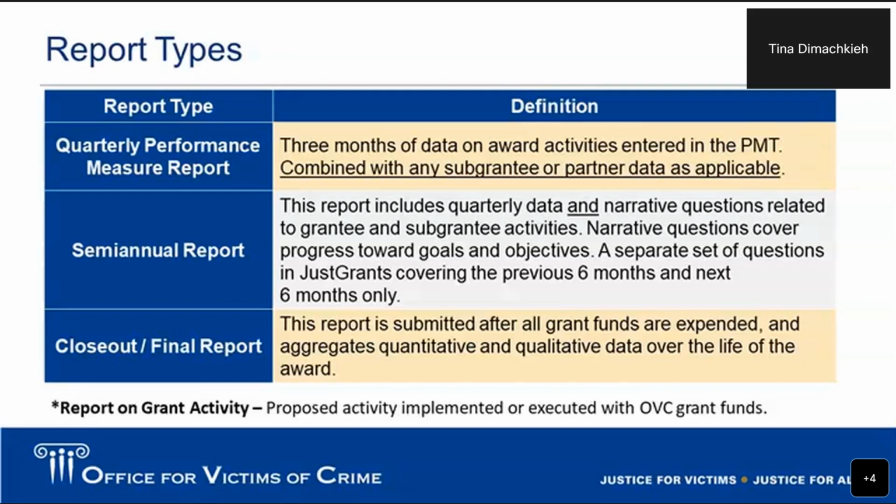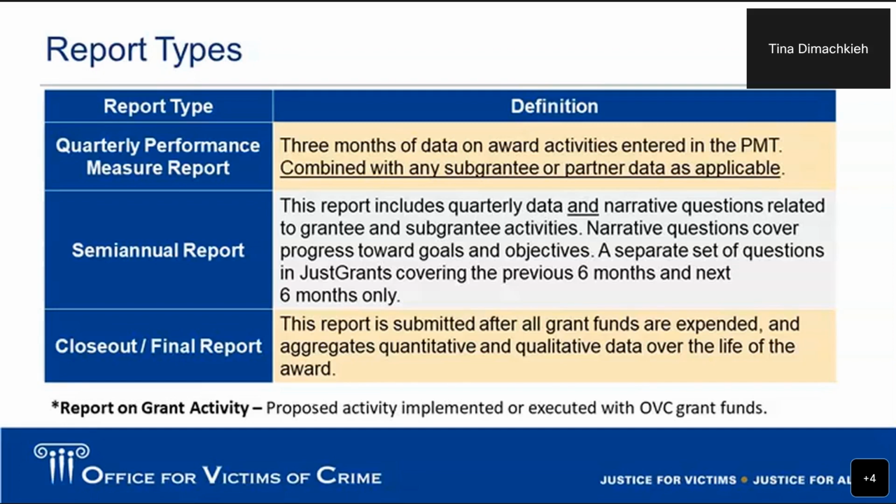The second type of report is a semi-annual report. In addition to having your quarterly data due, you also have a narrative piece, narrative questions that relate to grantee and subgrantee activities. The narrative questions would cover progress towards goals and objectives. This is where you showcase to OVC the work that you have done over a semi-annual reporting period, and that is a 6-month reporting period.